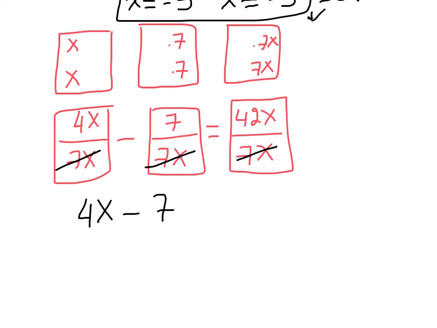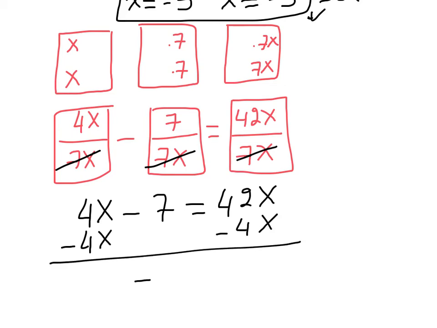So 4x minus 7 equals 42x. I need you to go ahead and solve for x. That means we need to subtract 4x, and that will give us negative 7 equal to 38x.